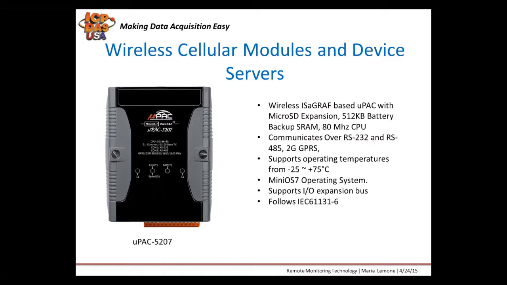Another wireless cellular modem is the UPAC-5207. It's a wireless ISaGRAF IEC 61131 ladder logic, structured text, instruction list programmable UPAC controller with a micro SD memory card for data logging. It can communicate over RS-232 and RS-485, as well as 2G GPRS. You can use it with remote Modbus RTU and Modbus TCP-based I/O modules.